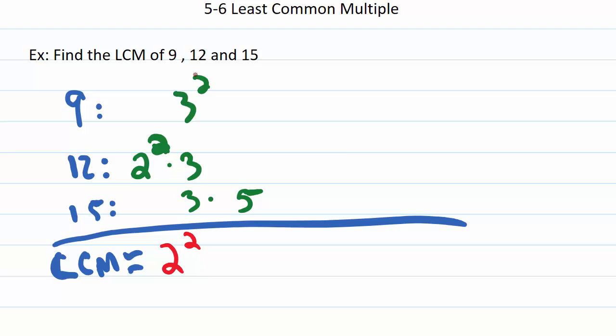This has 2 factors of 3, this has 1 factor of 3, this has 1 factor of 3, so my highest number of factors of 3 is 2 of them. This has no factors of 5, 12 has no factors of 5, 15 has 1 factor of 5, so the highest number of factors of 5 is 1 of them. So then I take this and I have 4 times 9 times 5, and I get 180. Okay, not so bad. Just take some practice, take some getting used to.